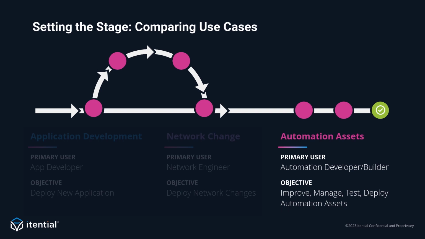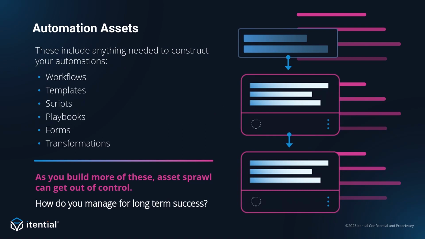So today, we're talking about automation assets. When I talk about automation assets, you can interpret that to be a number of different kinds of assets. That could be automation workflows. That could be templates that you use, things like Jinja 2 or TextFSM. Could be scripts like Ansible or Python scripts. Could be playbooks. Could be forms. Could be data transformations.